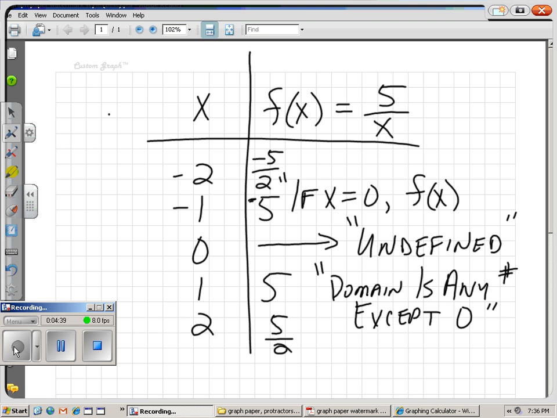Okay, that's the right answer, but let's write the right answer using math. Now in the book they're using set notation, so let's start our set. And I'm saying my domain is all x's. I can use any x such that, that's kind of like saying except, I can use all x's except if x equals 0. All right?